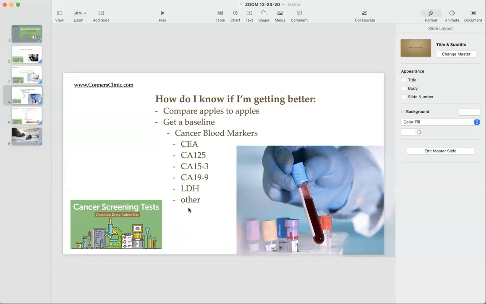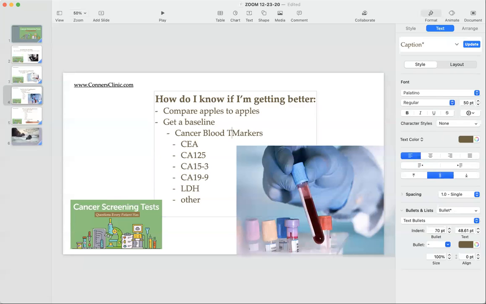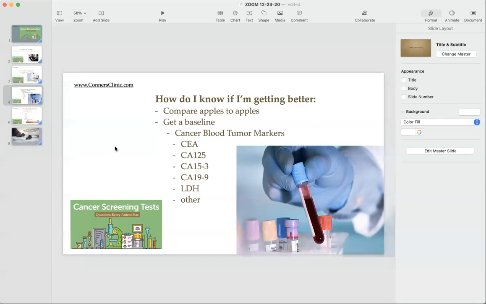Any lab can run those. They're not super expensive tests, but it's several hundred dollars running these tests. So if you can get them through your insurance, it's the best way to go. These are called cancer blood markers, or tumor markers. So that's what you'd want to ask for. That's the other name for them, a tumor marker test. Again, look at our blog on the website about that.